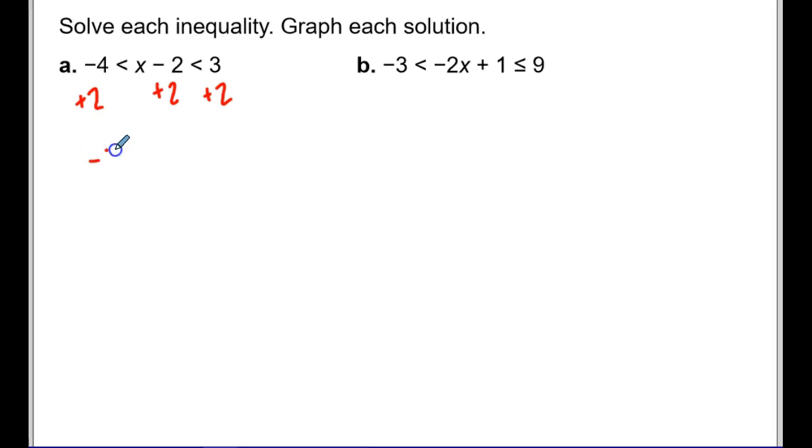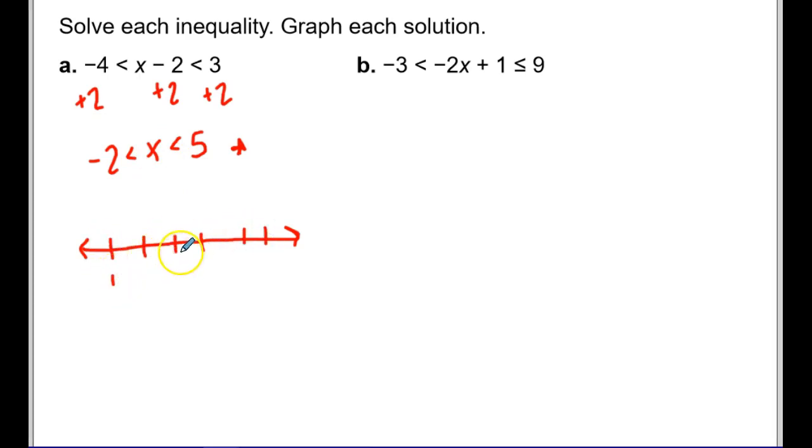So now I end up with -2 is less than x, which is less than 5. This is going to be my final inequality. So now I can go ahead and graph that, okay? And one thing I notice is that this is one statement with my variable in the middle, so this tells me that this is an "and" statement. So I can go ahead and graph these.